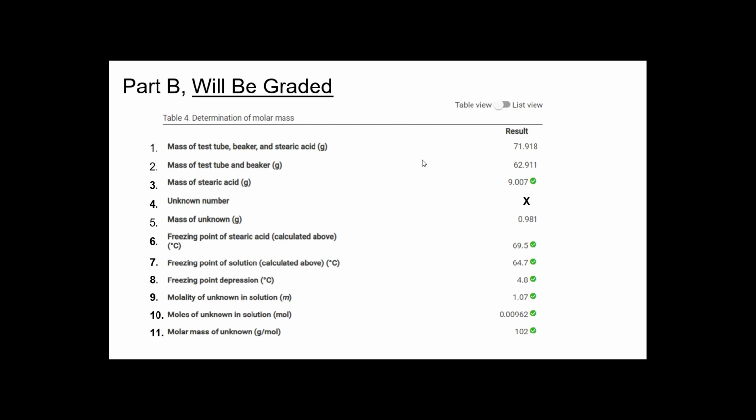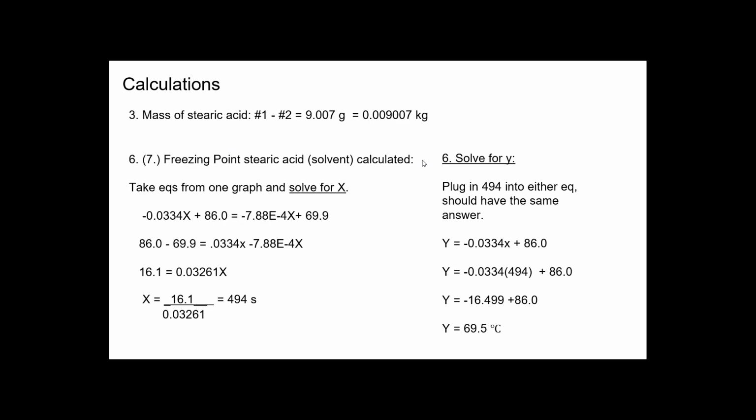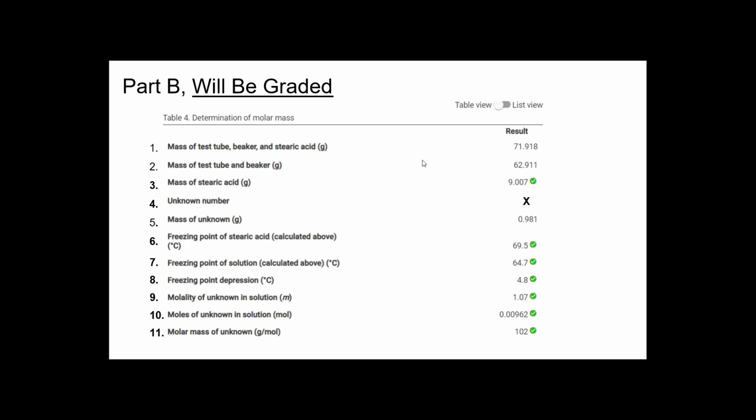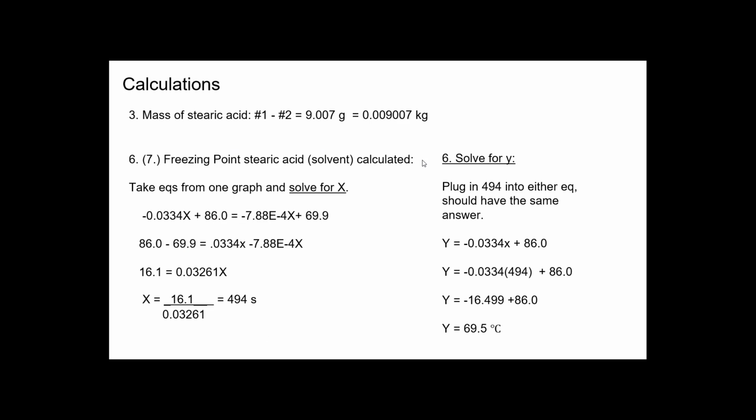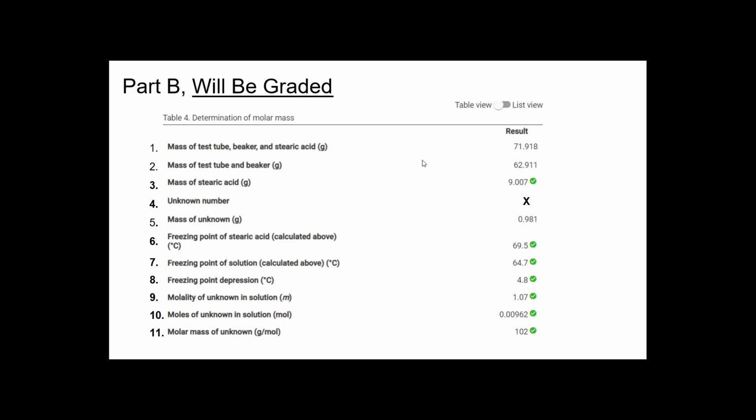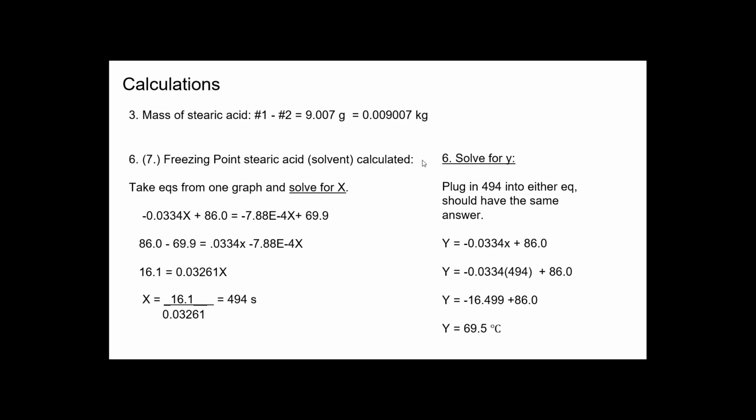Okay, so let me break it down. Number 3 is mass of stearic acid. That is our solvent. It's just subtracting the stearic acid with the equipment. No big deal. And then I changed it to kilograms so it'll be ready for us to use. Number 6, freezing point of stearic acid. That was the calculated one, what I did when I set up the equations against each other. And this is what I came up with from my graphs.